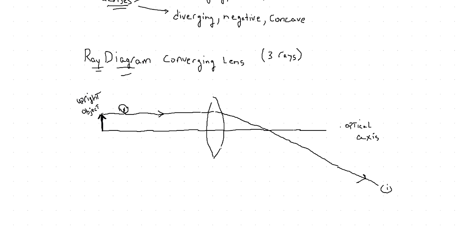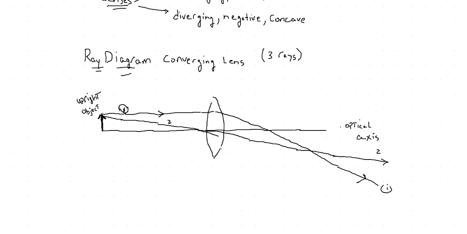Now I'm going to take a second ray, and it's going to go from the top of the arrow and pass through the lens. Again, I'm going to try to do this as neatly as I can, and it's going to pass right through the middle of the lens. It's going to keep going like that. I'll call that ray 2. Again, it doesn't matter what I call 1 or 2. These are just silly numbers.